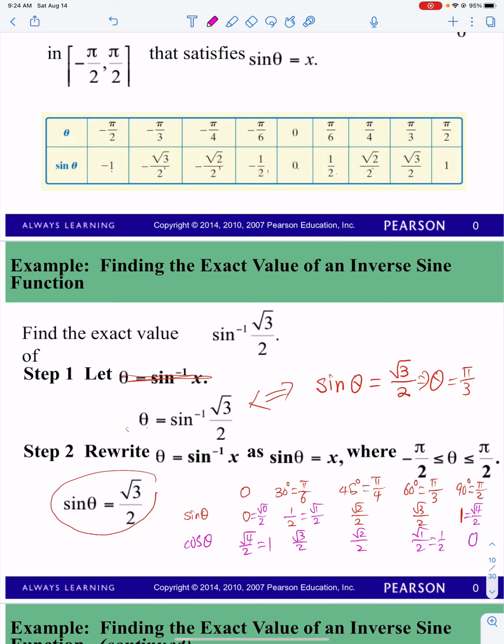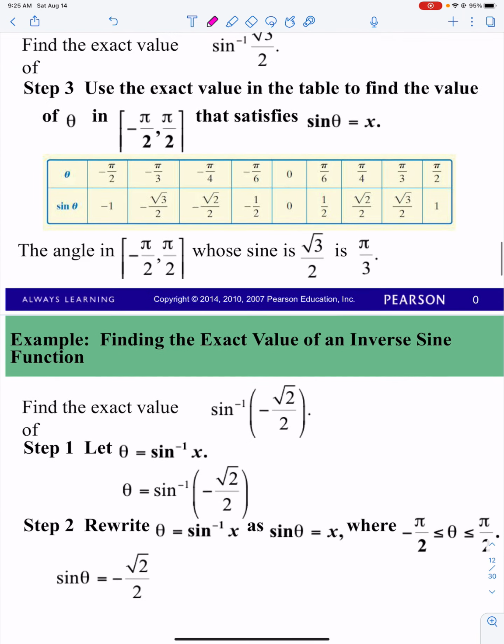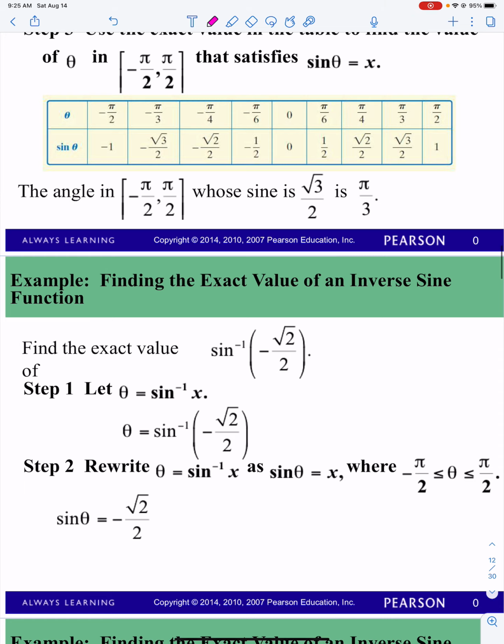And for the tangent and the cotangent, what will you remember? Tangent is always sine over cosine. If you remember all these values, you can directly divide. And the cotangent is cosine over sine, secant is 1 over cosine, and all these things. Okay, so this is an easier way for you guys to remember these things.